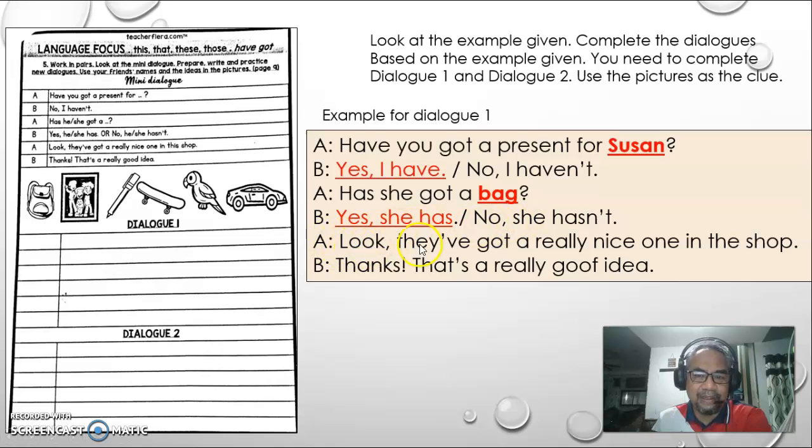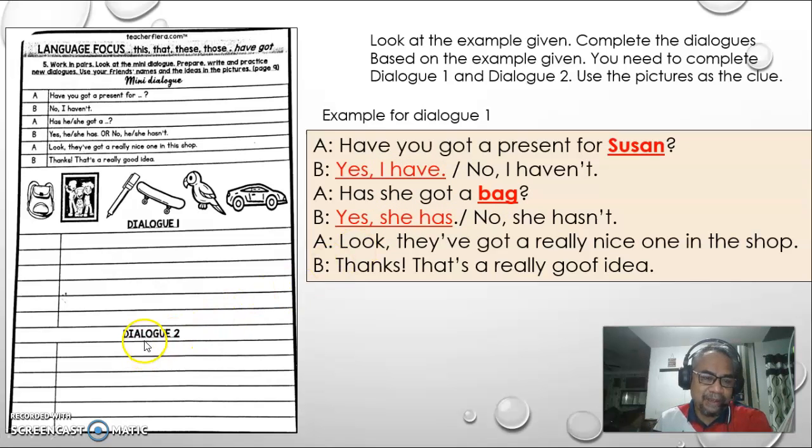Okay, look, they have got a really nice one in the shop. B: Thanks, that's a really good idea. You have to change only the red bold word here, the red bold and underlined words and phrases. You have to change that.